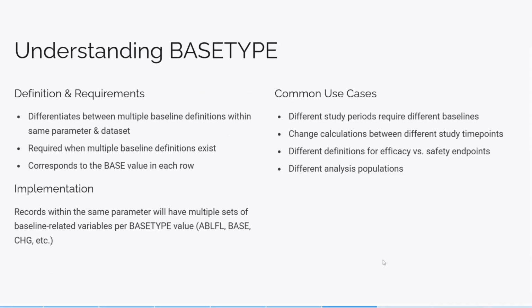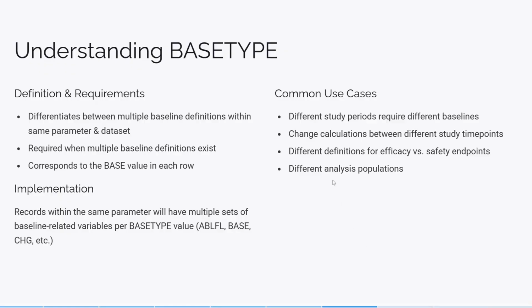So understanding the BASETYPE: the definition and requirements. It differentiates between the multiple baseline definitions within the same parameter or dataset. It is required when multiple baseline definitions exist and corresponds to the base value in each row. So the common use cases: different study periods require different baselines, change calculation between different study time points, different definitions for efficacy versus safety endpoints, and different analysis populations.